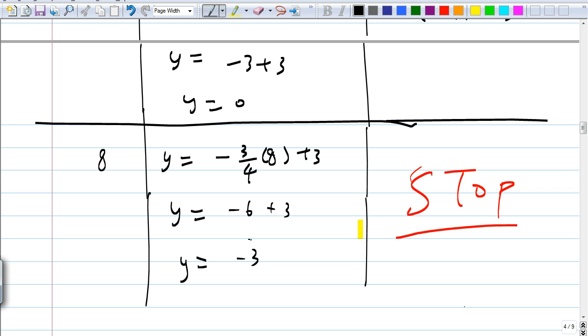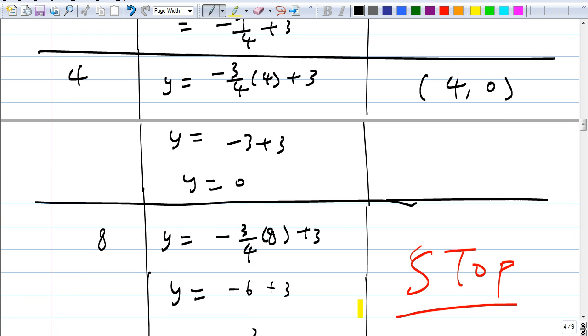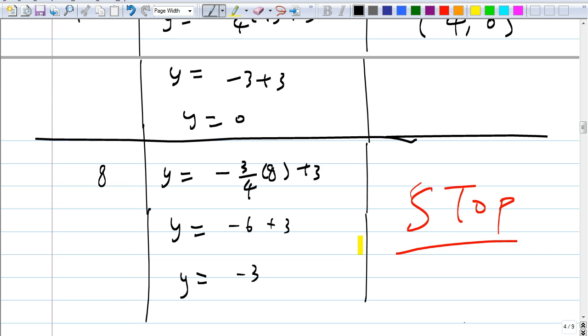Does this make sense? Yeah, so because you could plug in 12, you could plug in any value that is greater than 4, the multiples of 4, you're going to get a negative value for your y. Does that make sense? So you will see, you could plug in 12, it's going to be a smaller number than negative 3, a bigger negative, right? You know what I'm talking about?